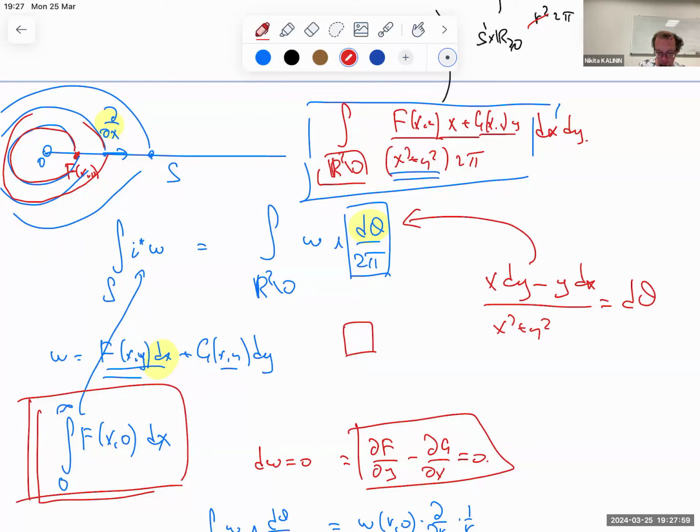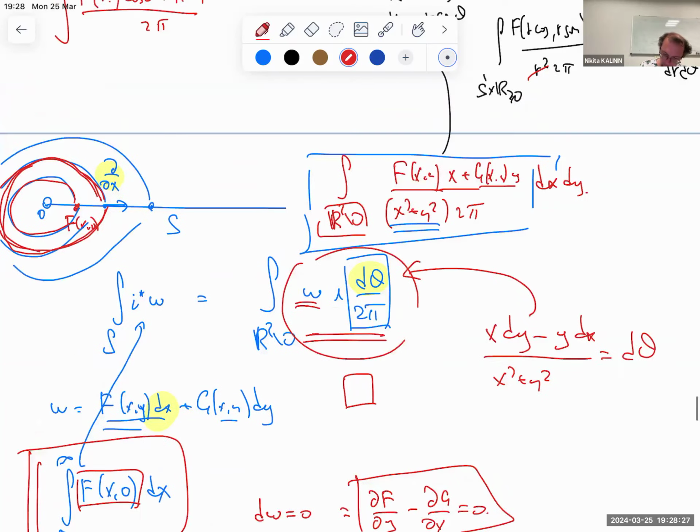Well, how to find the integral of omega over any circle? Because here, if we decided to integrate over theta, just to say that any such integral with fixed r is just f(x,0), well, we need to integrate omega over a circle. That's what we do here.